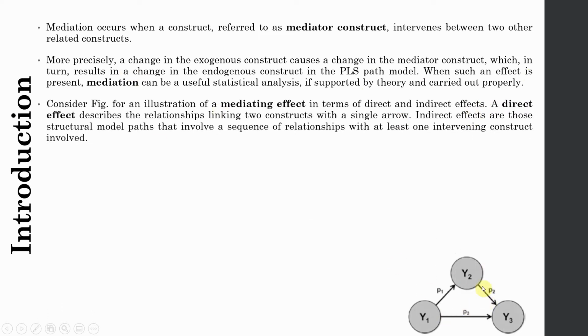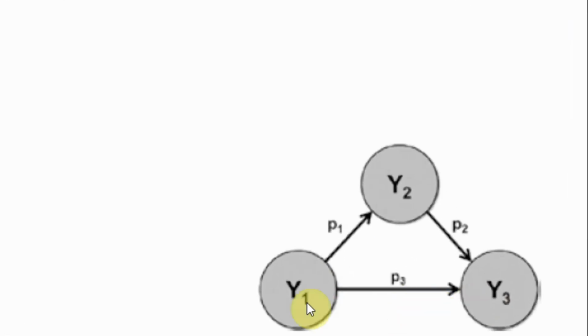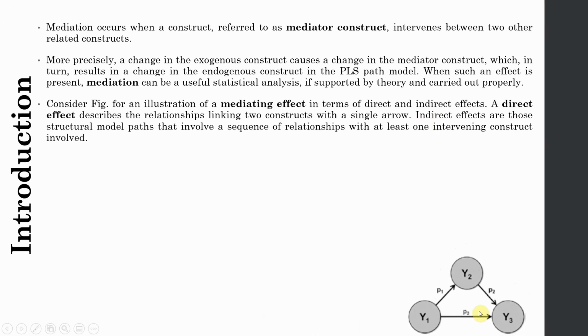Consider this figure for illustration of the mediating effect in terms of direct and indirect effects. A direct effect describes the relationship linking two constructs with a single arrow. Now this is your direct relationship: y1 to y3, y1 to y2, y2 to y3. There are no mediators in between.